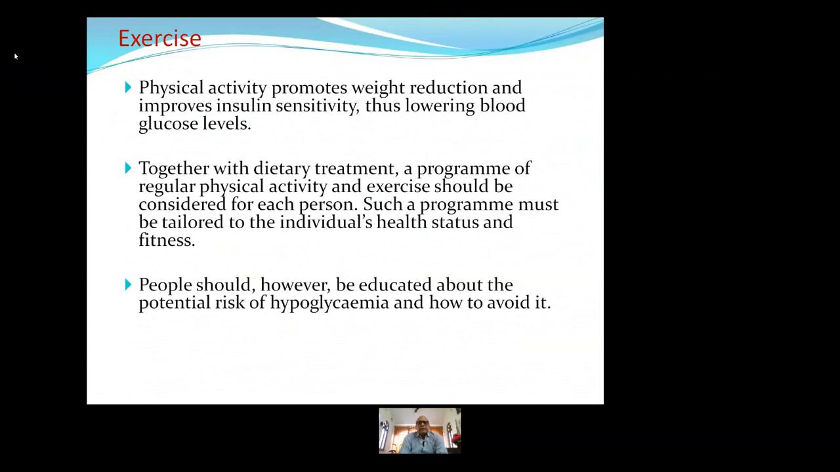Exercise. Physical activity promotes weight reduction and improves insulin sensitivity, thus lowering blood glucose level. Together with dietary treatment, a program of regular physical activity and exercise should be considered for each person. Such a program must be tailored to the individual's health status and fitness. People should, however, be educated about the potential risk of hypoglycemia and how to avoid it.